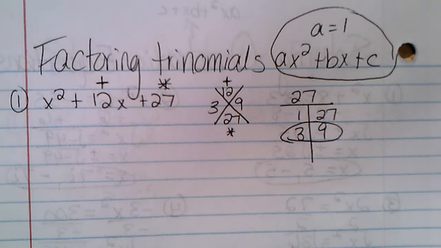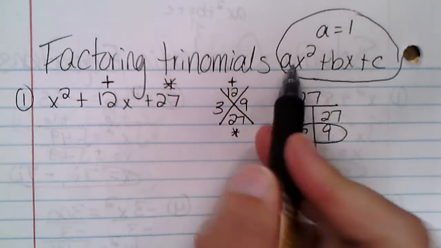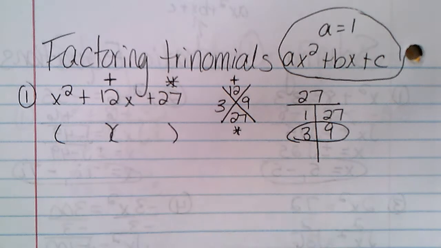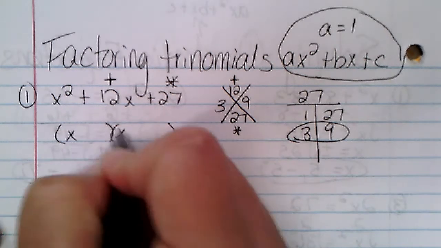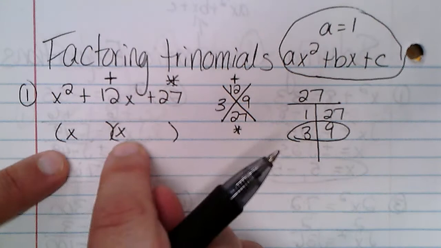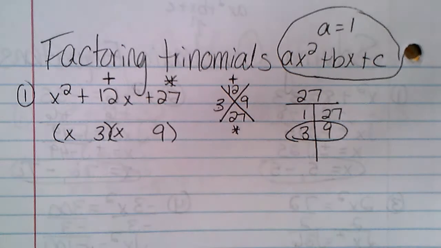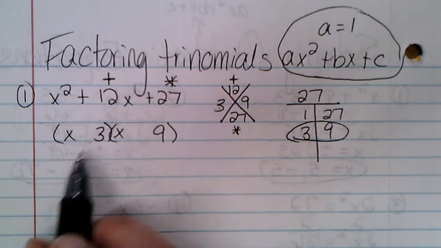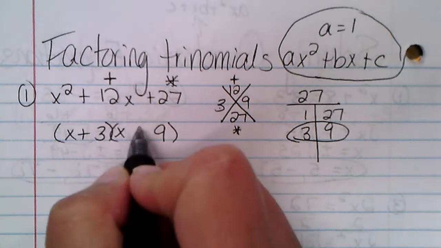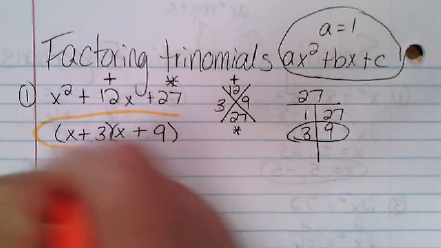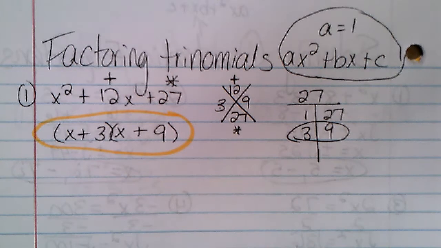So with GCF, we were undoing regular distributive property. With these special trinomials, ax squared plus bx plus c, we are undoing double distribution, or FOIL method, if you've heard it called that. So what we do is we're going to put an x in each one. That splits up the x squared. And then that 3 and that 9 from the puzzle go here. What you put in the middle is the sign: 3 was positive, 9 was positive. So that right there is your factored answer. We just undid double distribution.